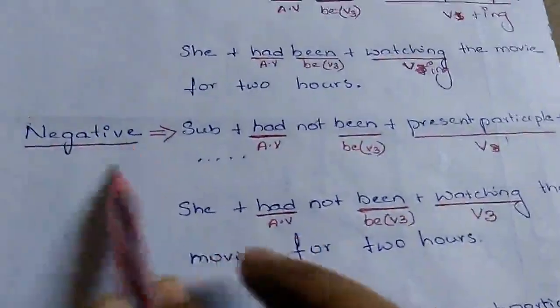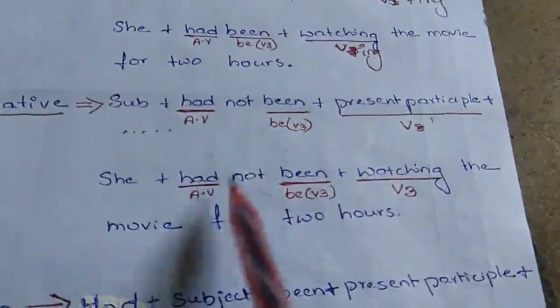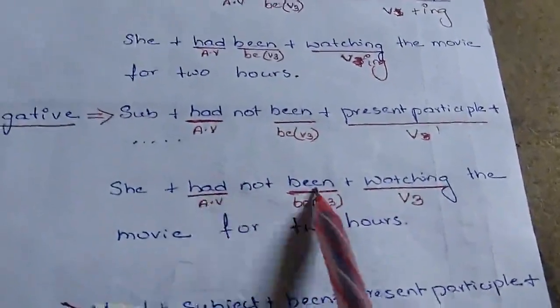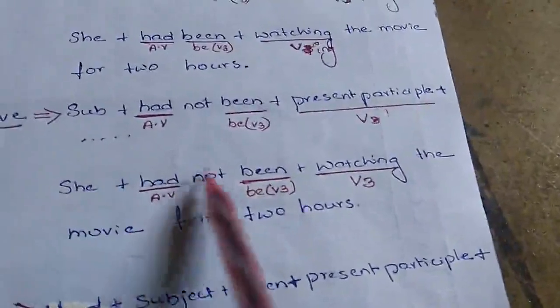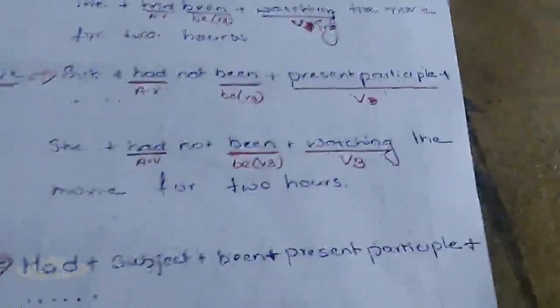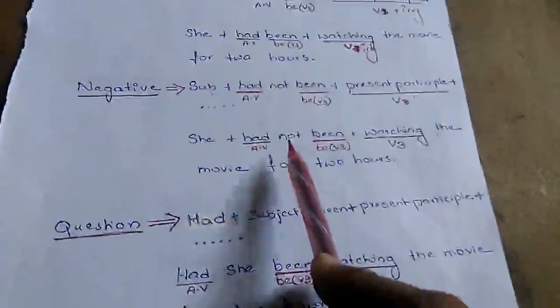Now see the negative statement. The structure of the negative statement is simply adding not to the have form, but here we are placing this not between the had form and the been form. So she had not been watching the movie for 2 hours. Here we are adding not to the have form to make it a negative statement.